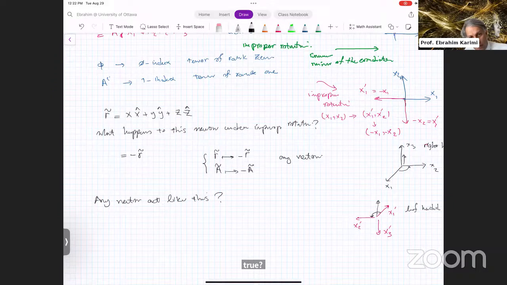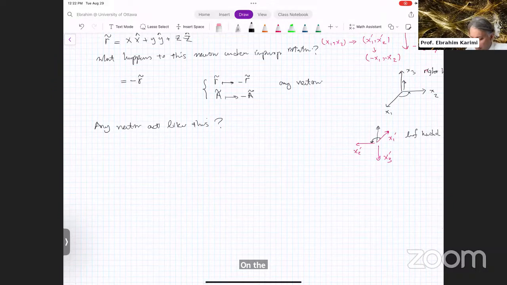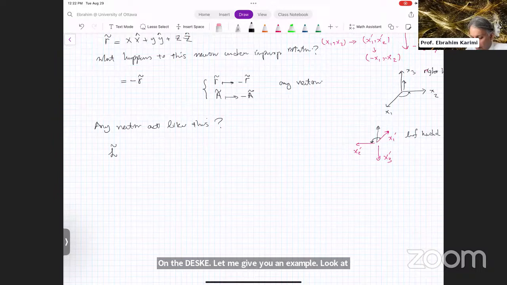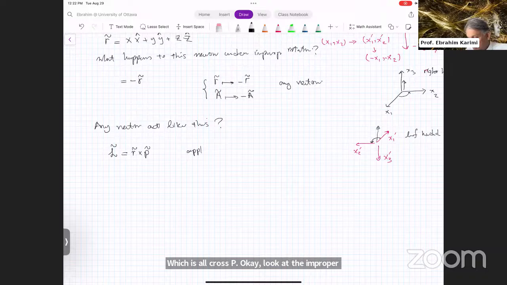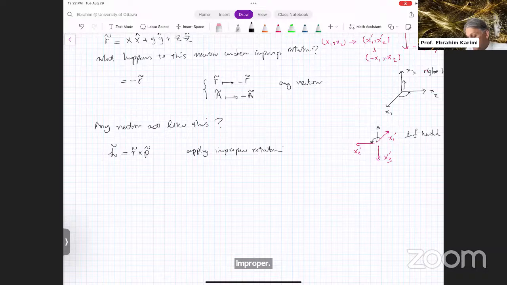Under this transformation it becomes minus that vector. Let me give you an example. Look at the angular momentum L, which is R cross P. Look at the improper rotation. Apply improper rotation. What does it mean? R becomes minus R and P becomes minus P.